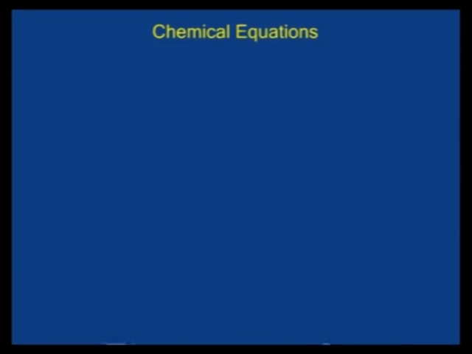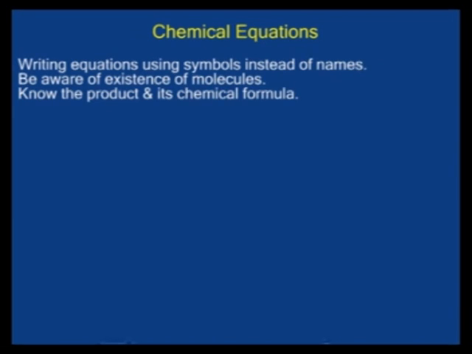Let's turn to chemical equations, and this is just writing the word equations using the chemical symbols. Now, in most of the remaining course in chemistry, you will be writing chemical equations unless otherwise advised. It is, however, important to know that some atoms don't exist independently but combine into molecules, for example, oxygen, chlorine, and many others. You must know the product and its chemical formula.